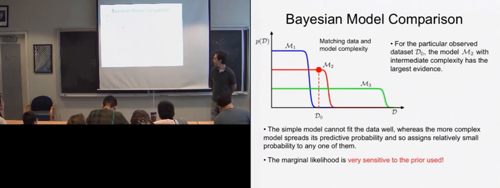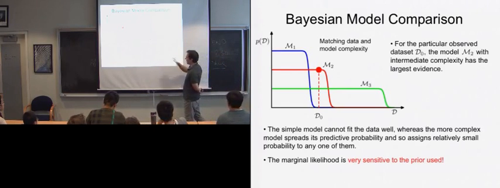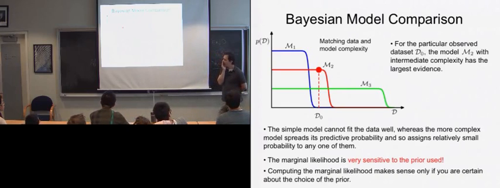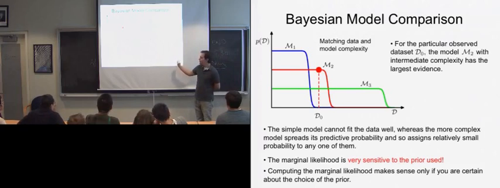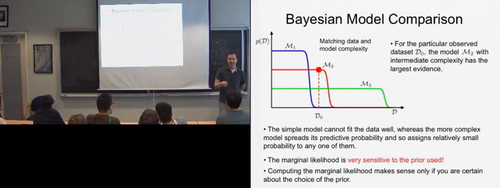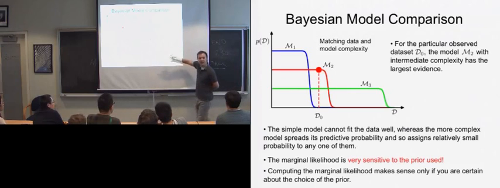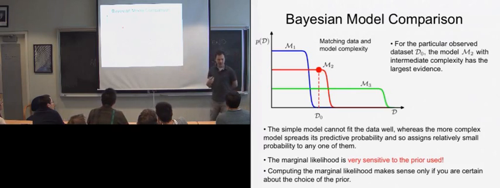Now, one thing I should point out is that the marginal likelihood is actually very sensitive to the prior that's being used. So you have to be very careful how you use your marginal likelihoods. Computing these marginal likelihoods makes sense only if you're very sure about the choice of the prior. That's just from a practical standpoint, something you have to be careful about. In theory, everything works out nicely because your prior is your prior belief, something you can specify. But in practice, it can be very sensitive to the choice of the prior used.